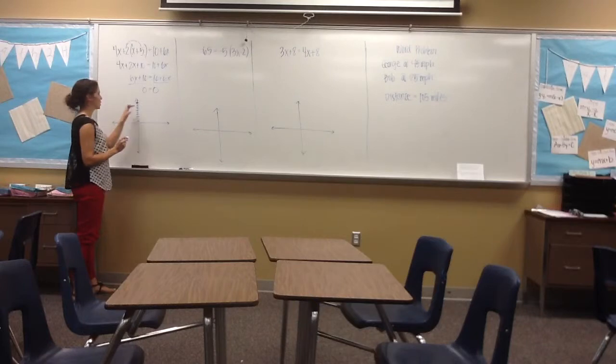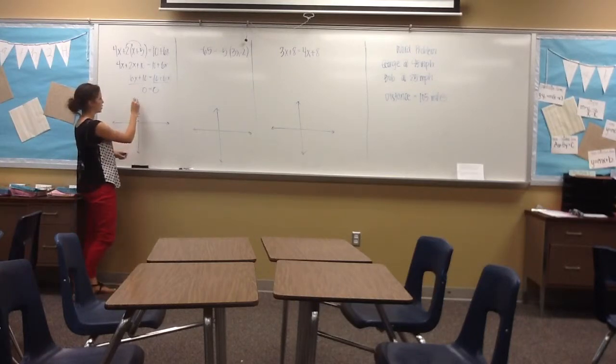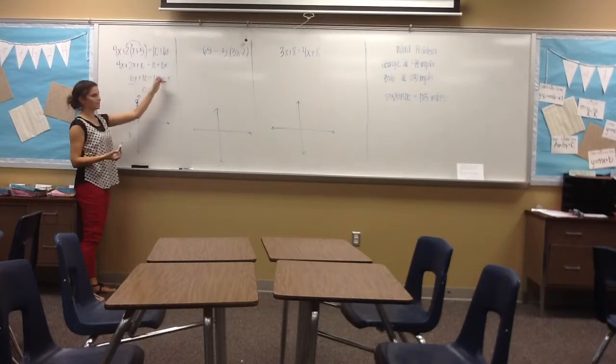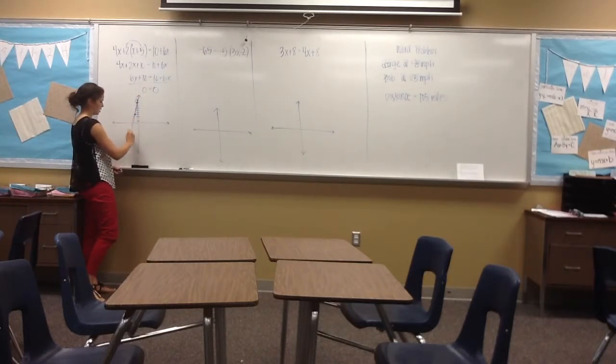Okay. So we're going to start up at 10, and then I can either go up 6 over 1, or I can go down 6. 1, 2, 3, 4, 5, 6, and over 1. Okay, and then that's the same line, so it's just going to be that again.